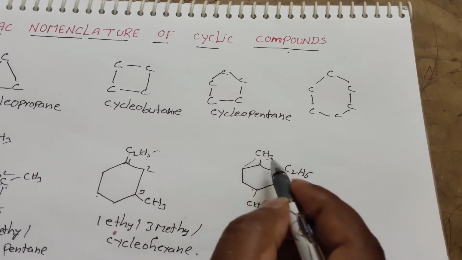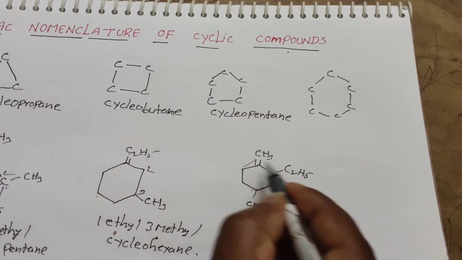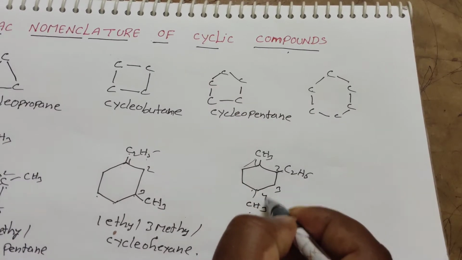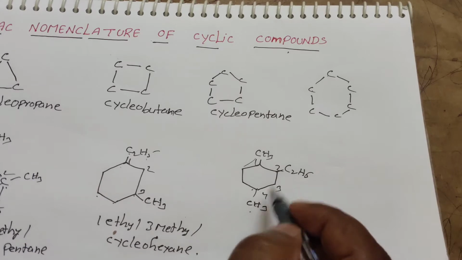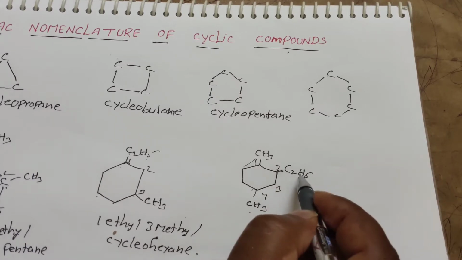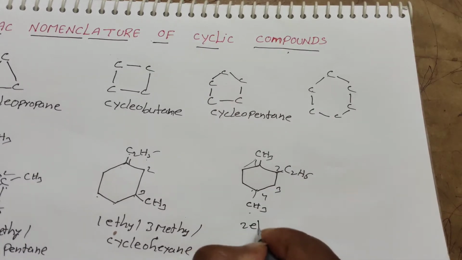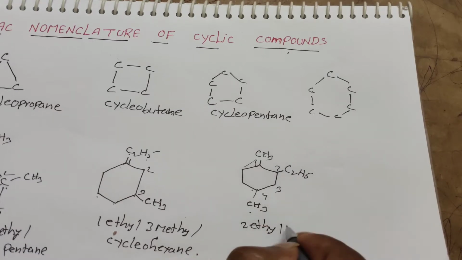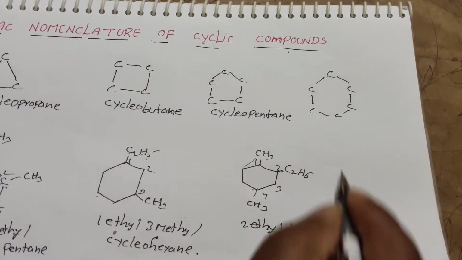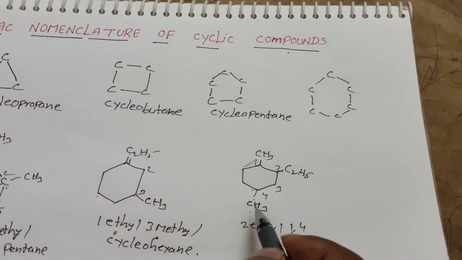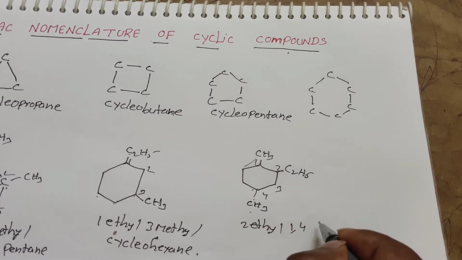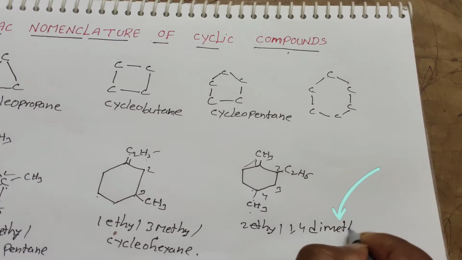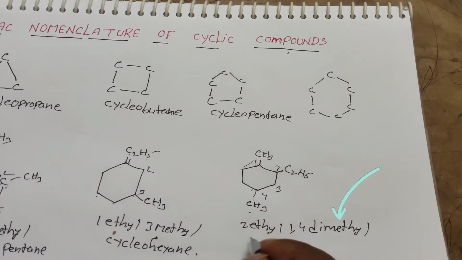In that case I am giving numbers from here onwards: 1, 2, 3, 4. So the name of the compound is: in the second position it is ethyl, that is 2-ethyl, and 1, 4 in the first position and the fourth position. Which groups are present? The methyl groups. The methyl groups are present two times, that's why I am using dimethyl, and the name of the compound is cyclohexane.